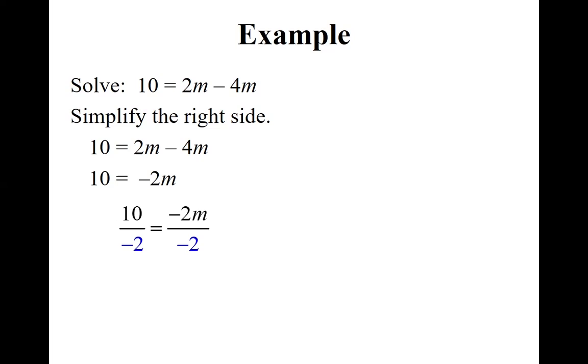10 divided by 2 is 5, so negative 5 equals m. That's the same as saying m equals negative 5. Remember, it doesn't matter which side of the equal sign our variable is on.